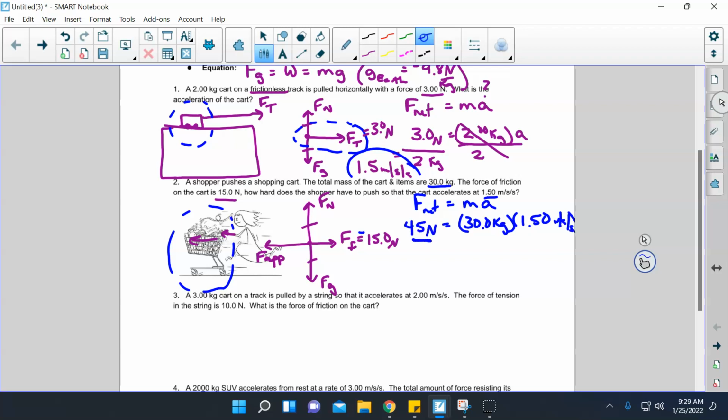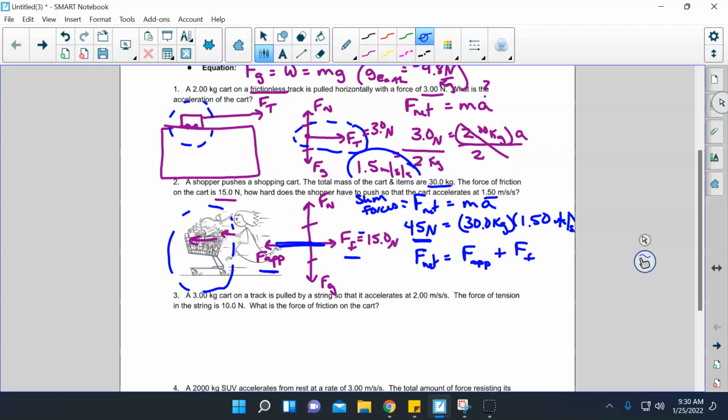That means this 45 newtons means when I add this force friction and this force applied, they have to equal 45. Because remember, force net is the sum of the forces. I have to add up the forces, and the forces I'm going to add are the horizontal ones, because that's where my motion changes, horizontally, not vertically. So if I rewrote this, force net equals force applied plus force friction.